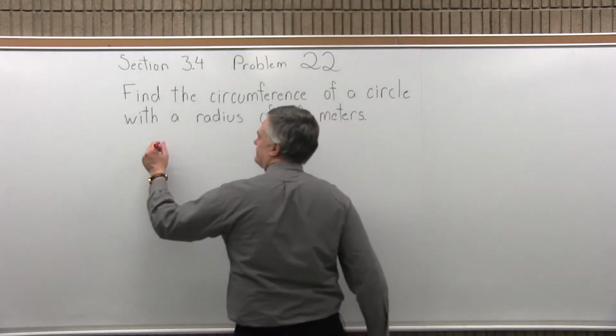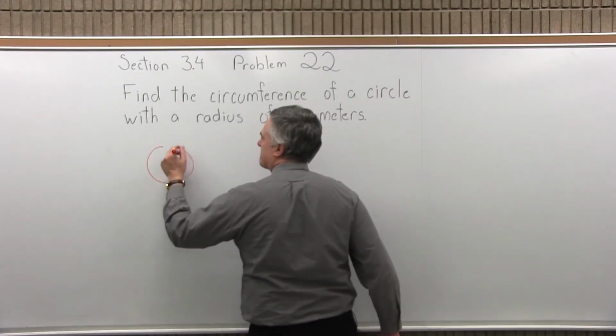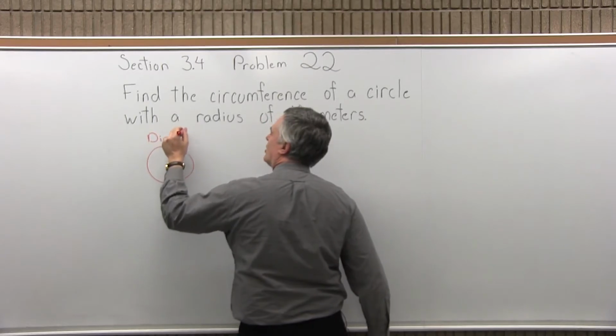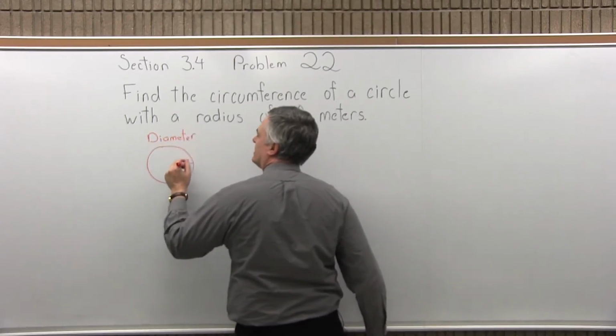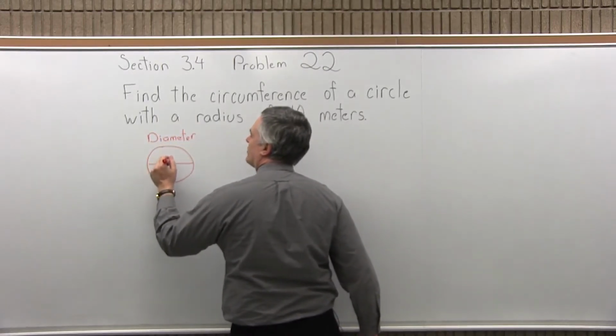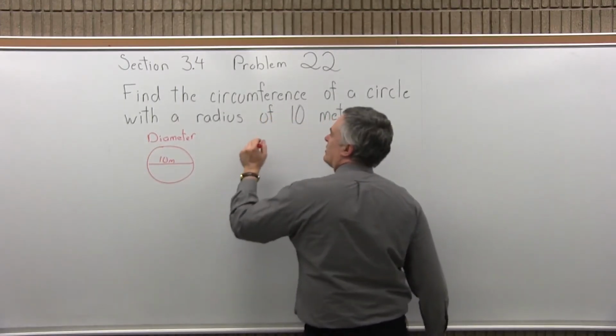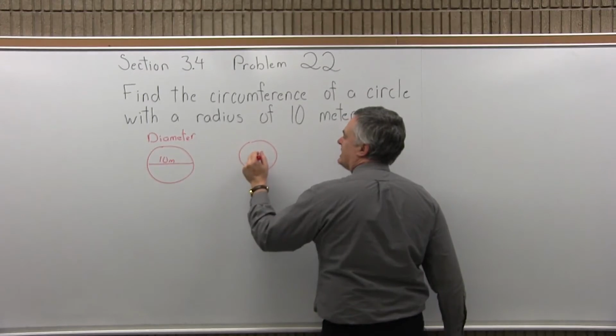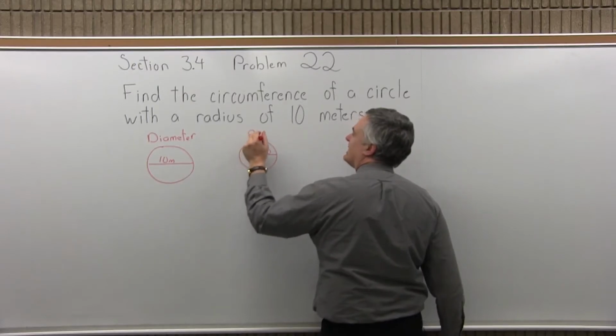If you say diameter, that is the distance all the way through the center of the circle. This was problem number 21. So this one says radius. The radius is half of that. It's the distance from the center of the circle to the edge.